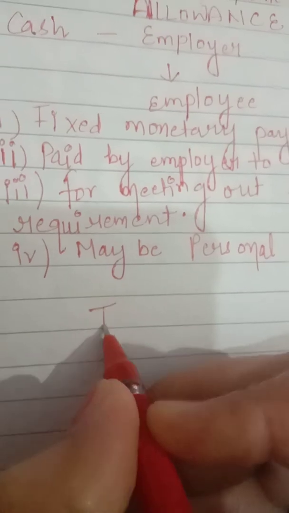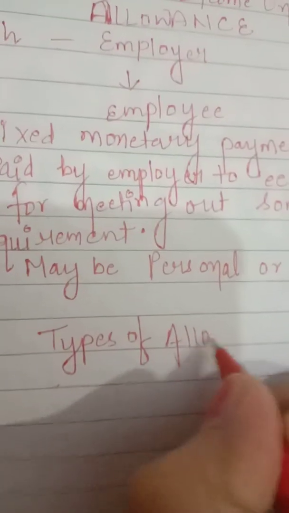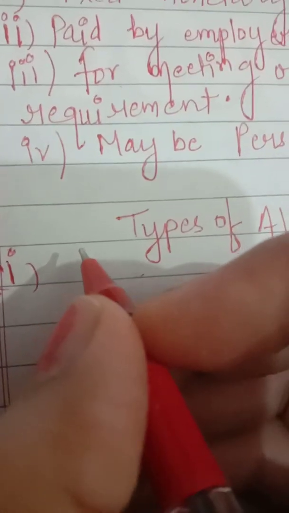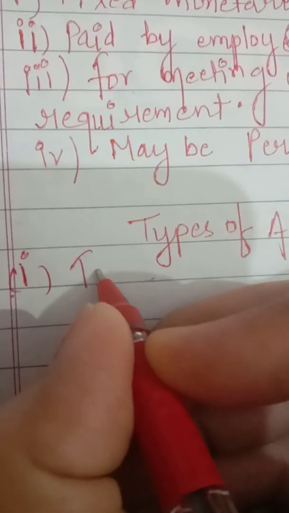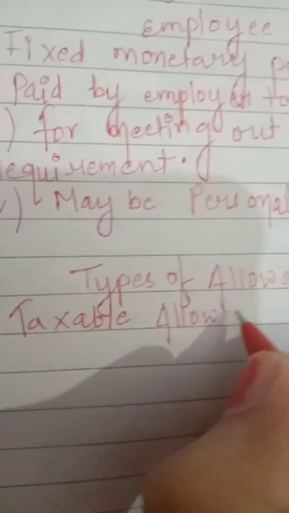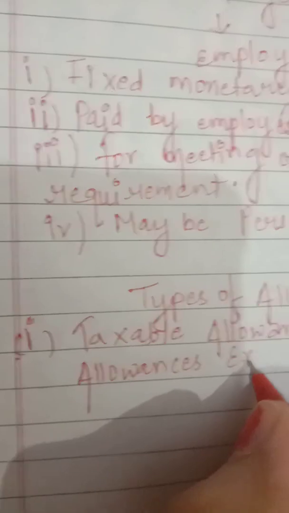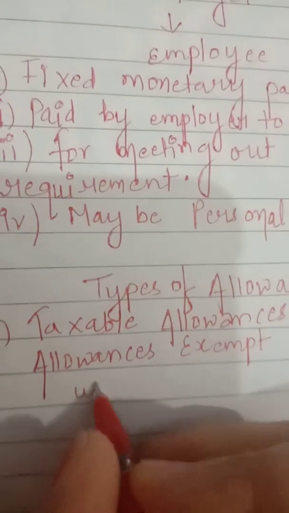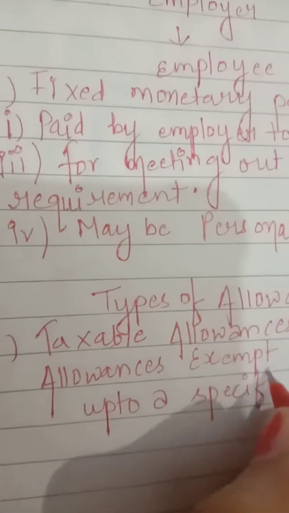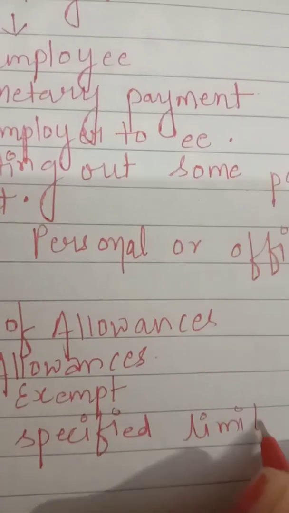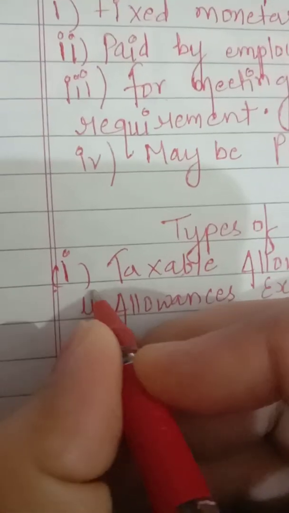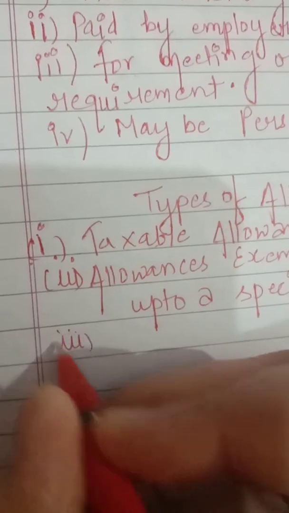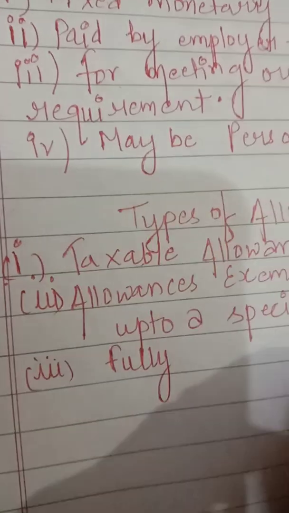Now, types of allowances. Allowances may be categorized in three forms, that is taxable allowances, second, allowances exempt up to a specified limit, and third, fully exempted allowances.